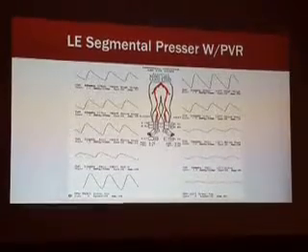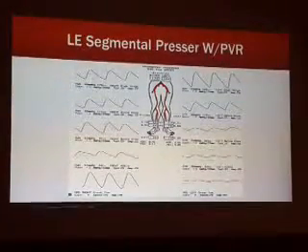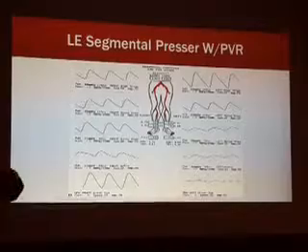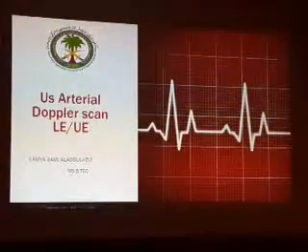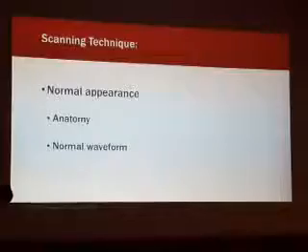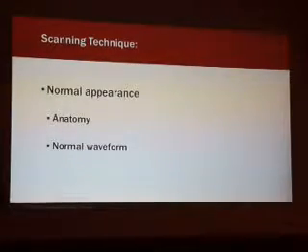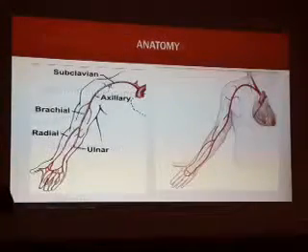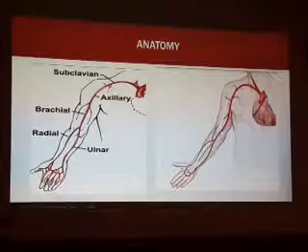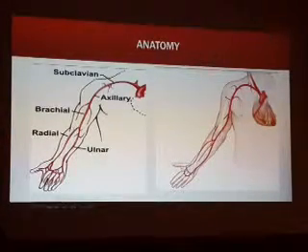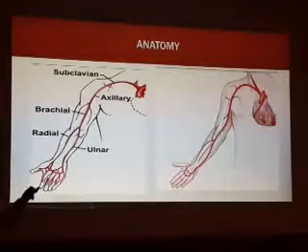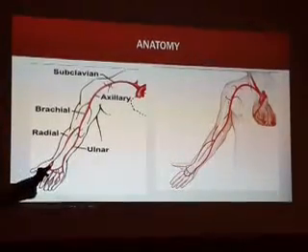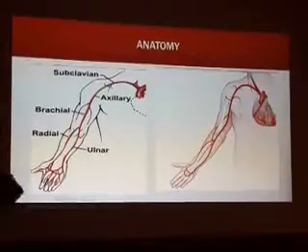Okay, after we finish this map, we go now to the arterial Doppler. Now we go to your assessment. Our machine, arterial Doppler scan. So we'll see the normal appearance, the anatomy, and the normal waveform. I will show you the arteries of the upper extremity and lower extremity because it's a peripheral disease, and all of them have the same concept. The pathology has the same concept, and the normal appearance has the same concept.